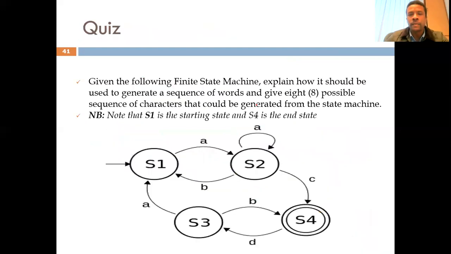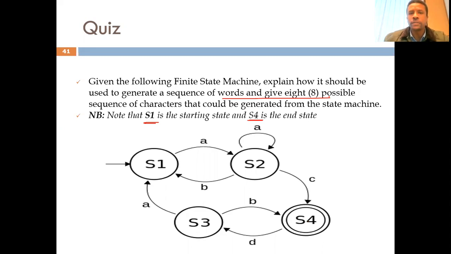Now, this is going to be your quiz. What you are going to do is, as you can see, this is a start symbol. S1 is a starting symbol, and S4 is the ending state. Now, from these, try to generate 8 possible sequences. And what you're going to do is post those 8 possible sequences on our Telegram group after this class. Okay?